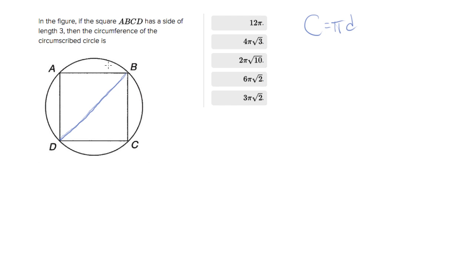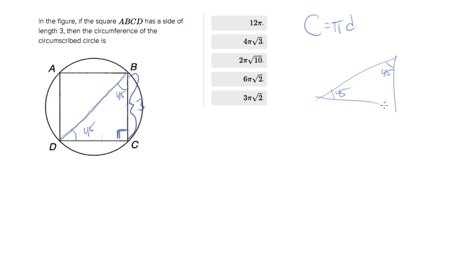Well, we're told that the side of the square has length 3. And if that's a square, what that means is this is a 90-degree angle, and this line that I just drew in, those must be 45-degree angles, right? Because this is an isosceles triangle. So this is a special triangle. It's a 45, 45, 90, right?